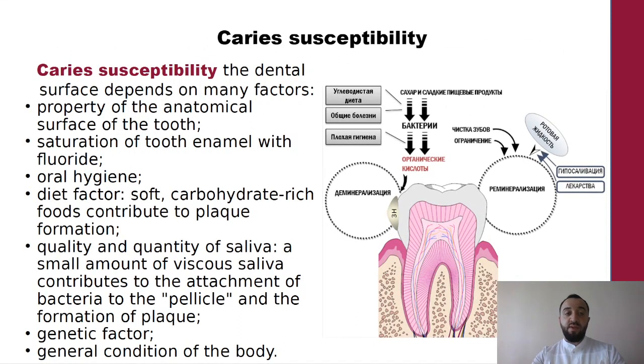Caries susceptibility of the dental surface depends on many factors: properties of the anatomical surface of the tooth, saturation of tooth enamel with fluoride, oral hygiene, diet factor, quality and quantity of saliva, genetic factors, and the general condition of the body.